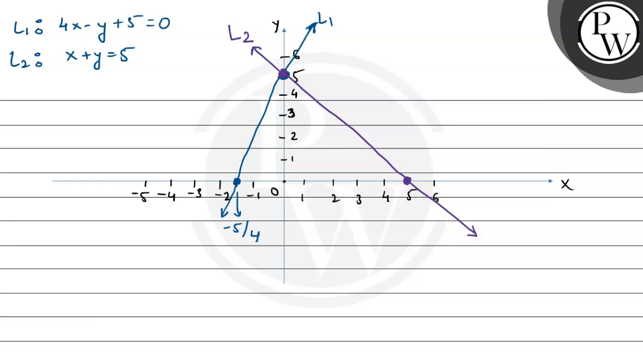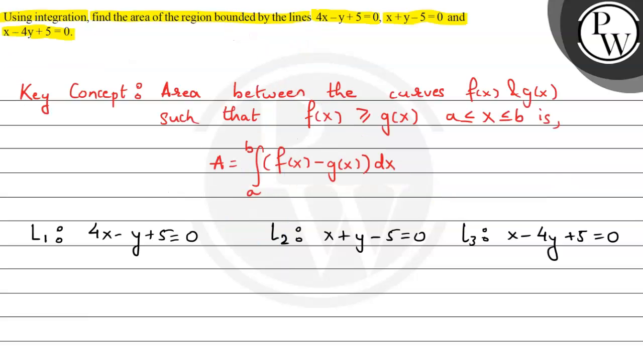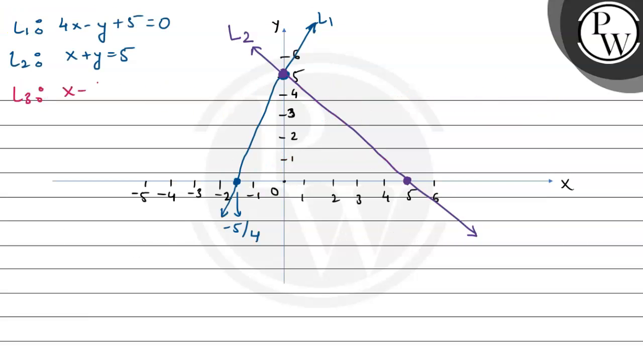Now let's get line L3. L3 has equation x minus 4y plus 5 equals 0. When y is 0, x is minus 5, so here, and when x is 0, y is 5 by 4, which is somewhere around here. Now let's connect these two points. So this is the graph of line L3. Now this region is the concerned region, and we need to get the area of this yellow region.